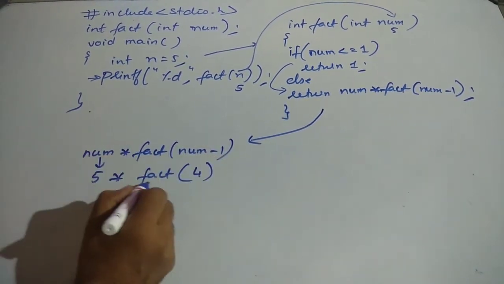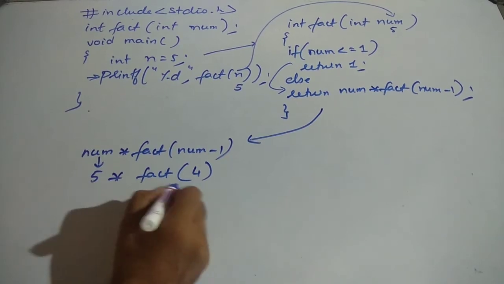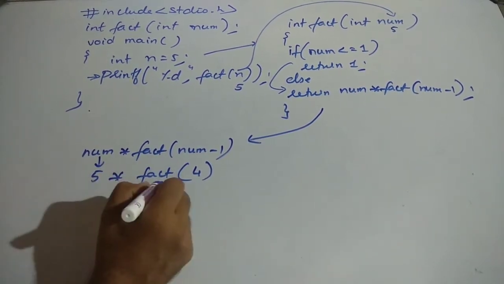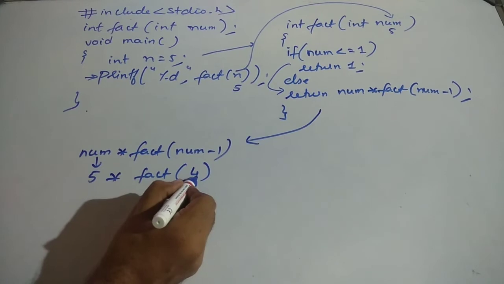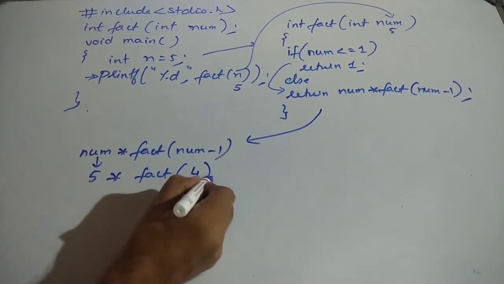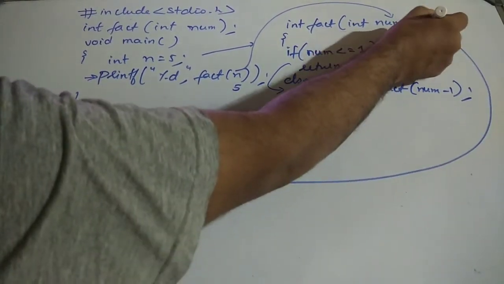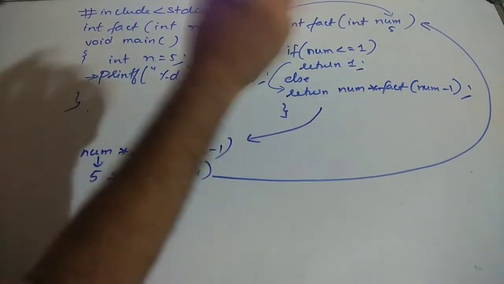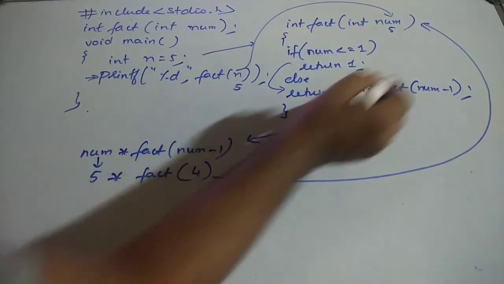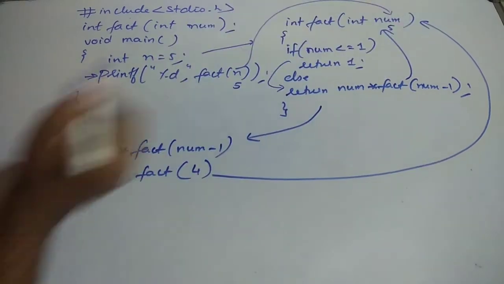And again here you can see this is not a simple expression. Here again it is making the same function call, but the value is changing to 4. So what happens? Again the control is transferred back to the same function. So a function calling itself is called recursion, or you can say this is a direct recursion.